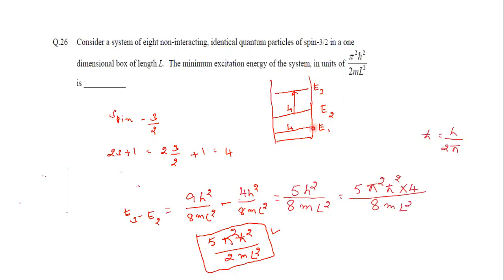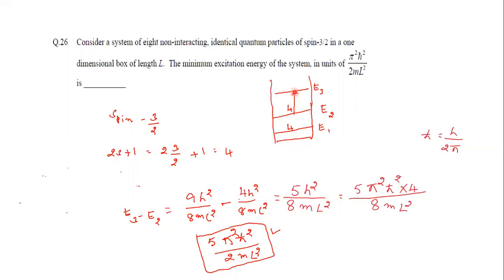Then take the difference. As it is a one-dimensional box, E3 minus E2 will be 9 h square by 8 m L square minus 4 h square by 8 m L square, using n square h square by 8 m L square, where n is 3 for E3 and n is 2 for E2. So the difference is 5 h square by 8 m L square. When it is expressed in h bar square, you would get the minimum energy required to make this transition.